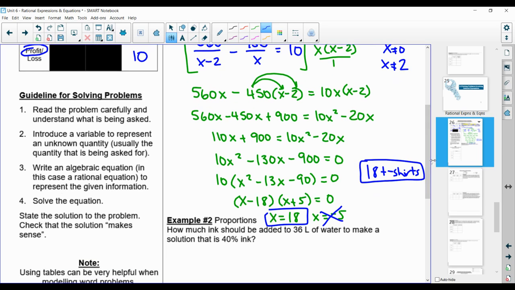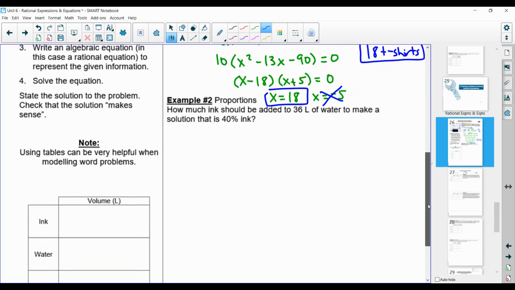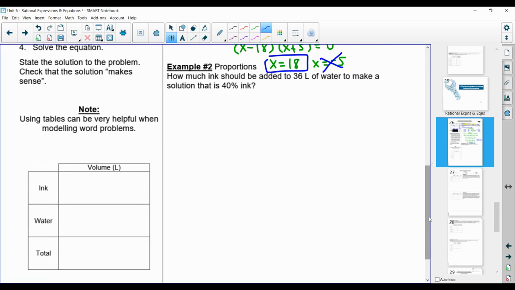All right, let's move on to the next question. These are all just going to be different types of rational expression word problems that you might encounter. So another common question that you might see is one related to proportions.